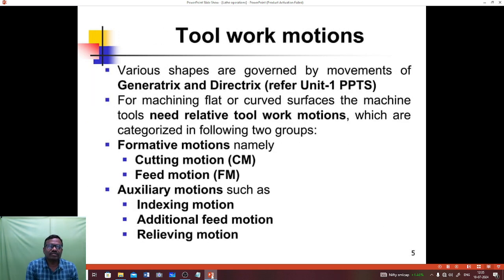So the next one is tool work motions. Various shapes are governed by movements of generatrix and directrix. For machining flat or curved surfaces, the machine tools need relative tool work motions, which are categorized in the following two groups: formative motions, namely cutting motion and feed motion, and auxiliary motions such as indexing motion, additional feed motion and relieving motion.